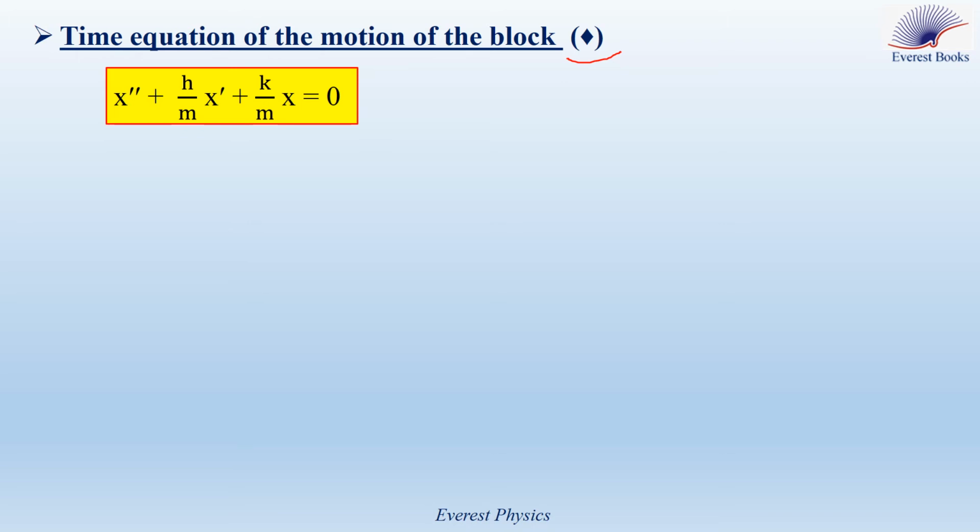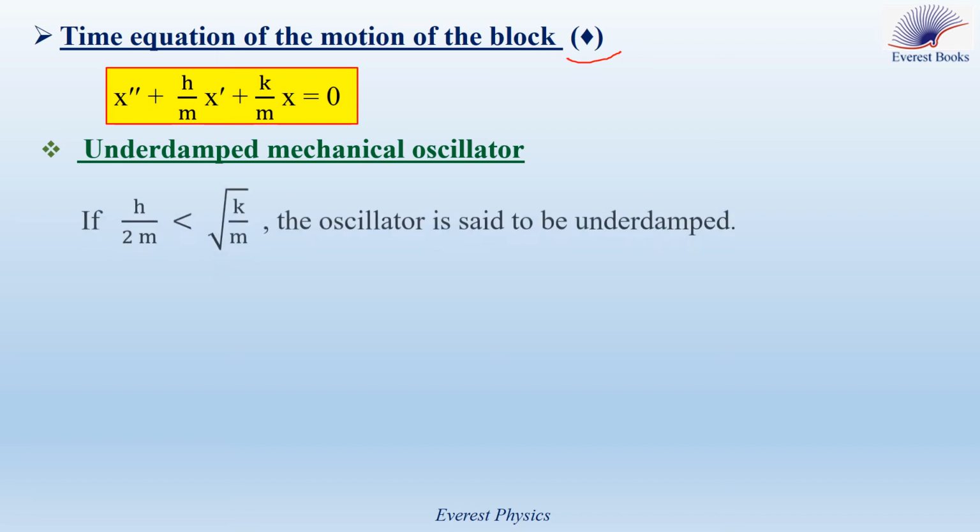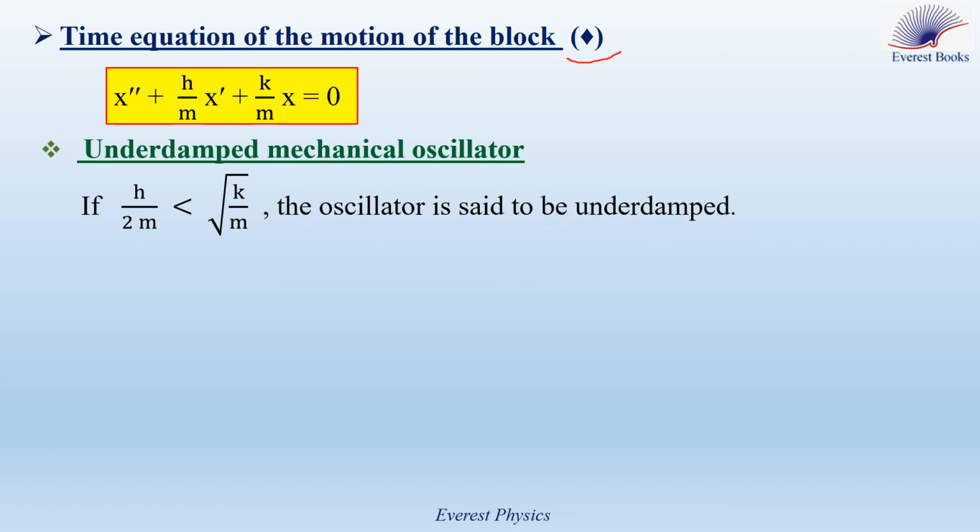In the previous slide, we proved that the differential equation in case of free damping is given by x double prime plus h over m x prime plus k over m x is equal to 0. Under damped mechanical oscillator, it is one of the three cases of damping. In this video, we are going to study only this case of damping. In this case, h over 2m is less than the square root of k over m, and so the oscillator is said to be under damped.